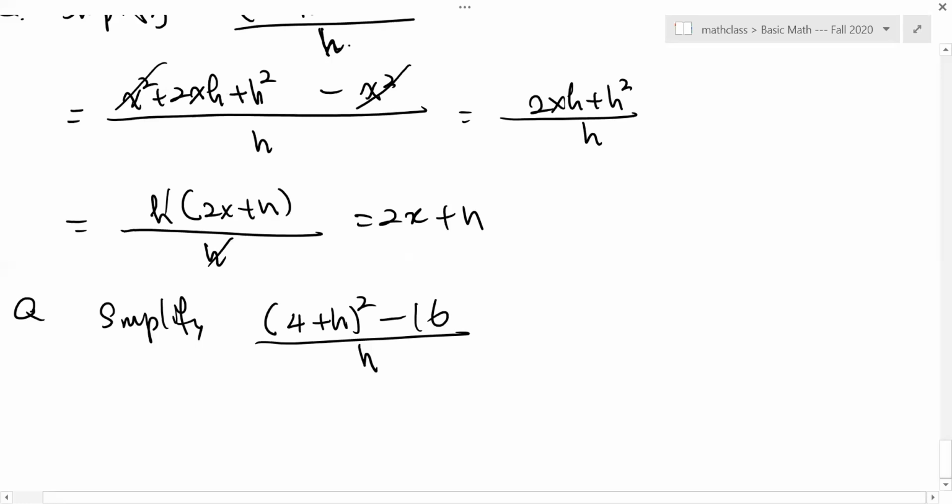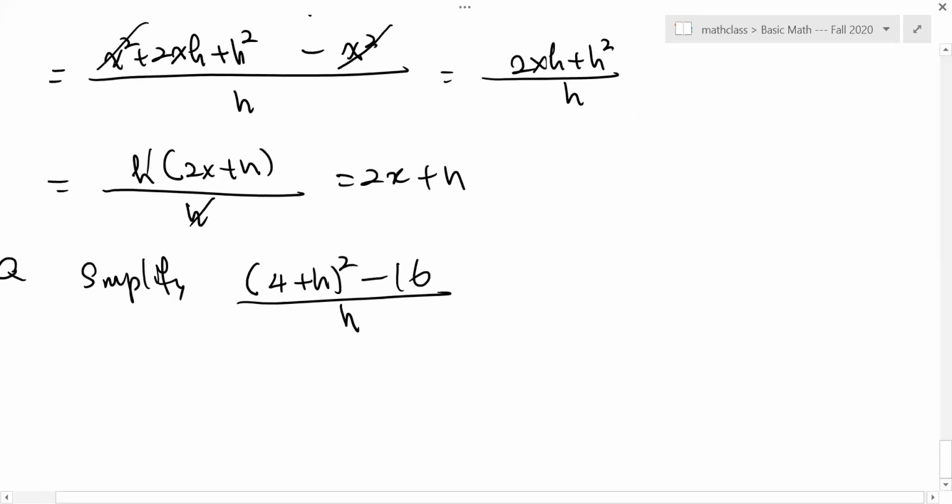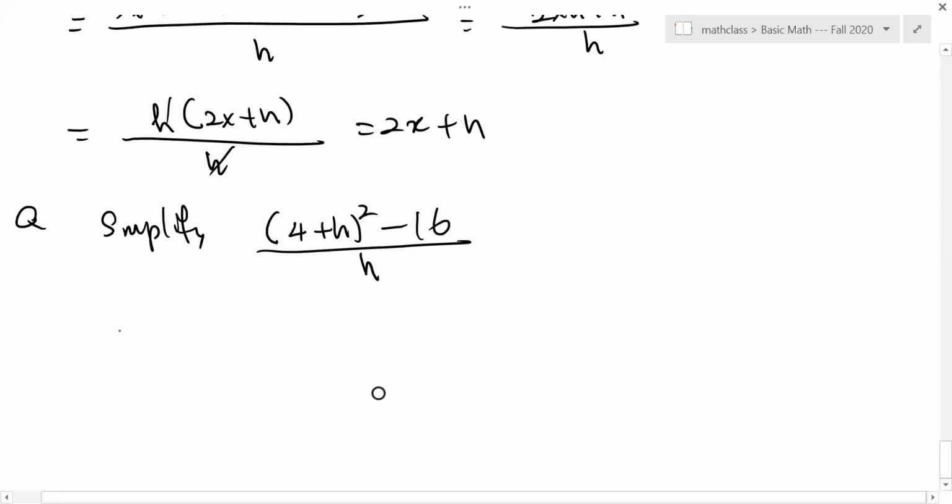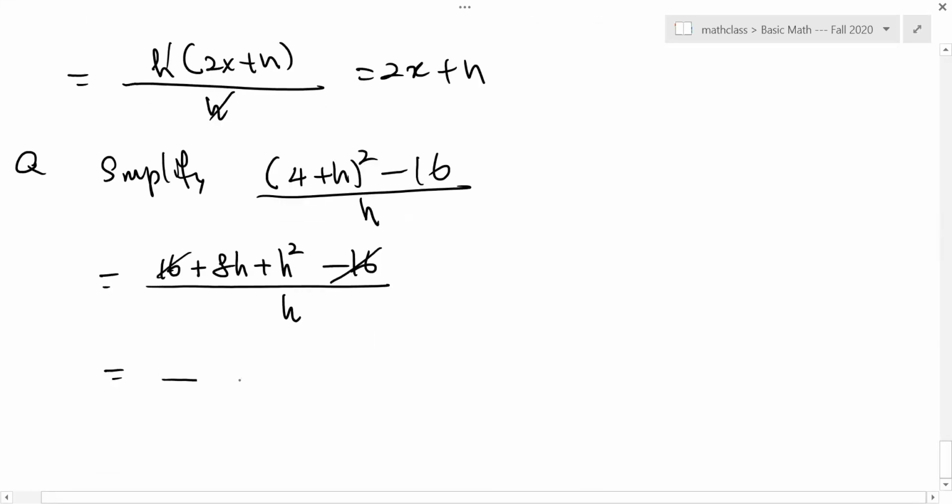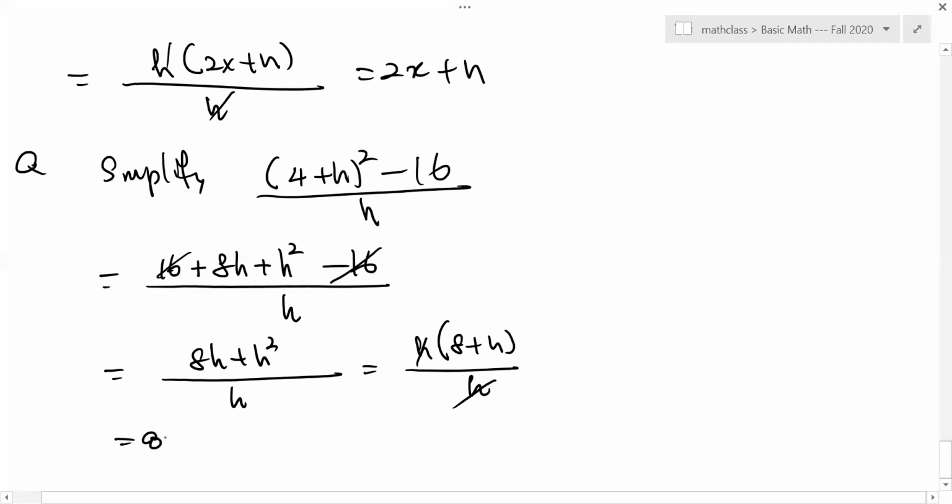h plus 8. Okay, many students got h plus 8. All right, so you will get 16 plus twice of that, 8h, plus h squared minus 16, over h. So 16 cancels out, and that is going to be 8h plus h squared over h. So you have to take h out. 8 plus h, then cancelled. So the answer is 8 plus h.